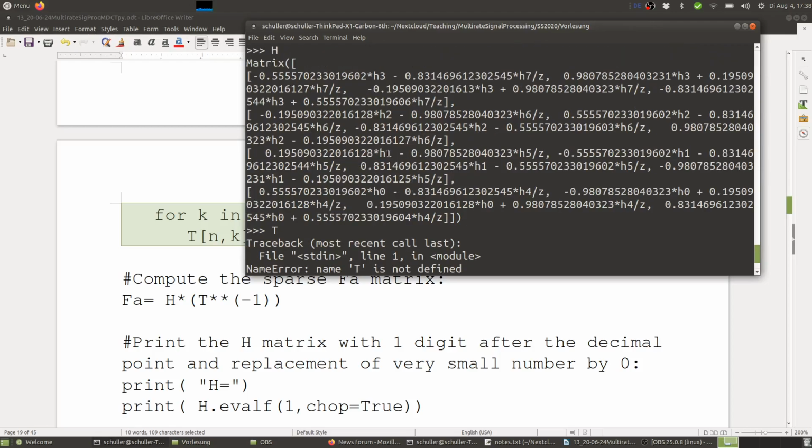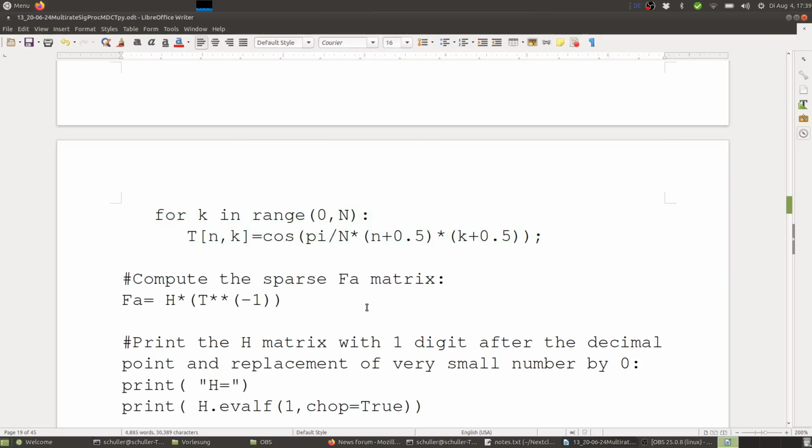And you can see here in the polyphase matrix, indeed, each position contains a polynomial of first order. So here, see the first entry, this is minus 0.55 times H3 minus 0.831 times H7 times Z to the minus 1. So this is a polynomial of first order, and that's true for each entry here. Each entry is a polynomial of first order, and this is now our complete polyphase matrix for the MDCT, which is not really sparse, right? It's fully occupied, and that's why it looks so messy, right?